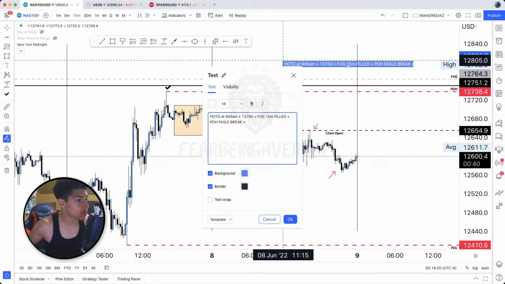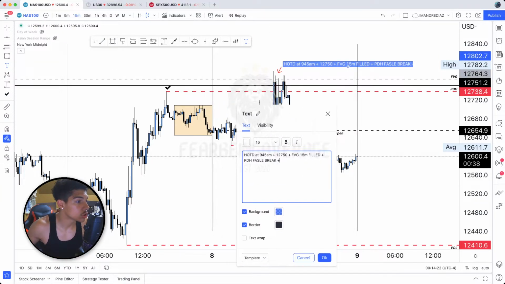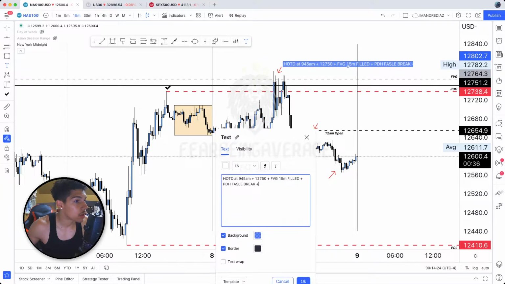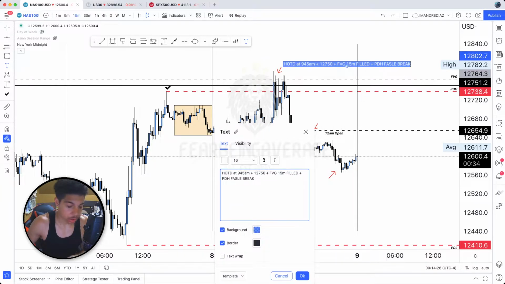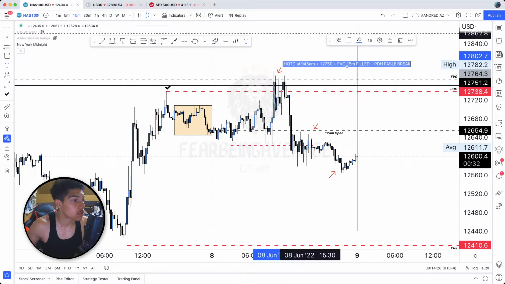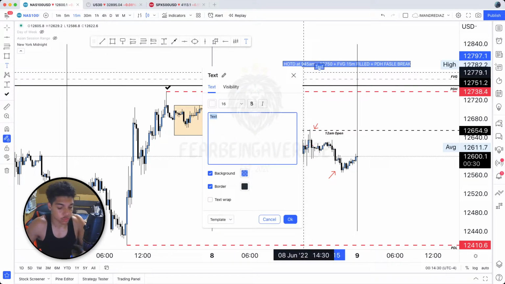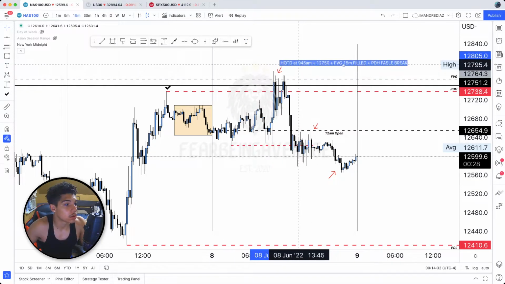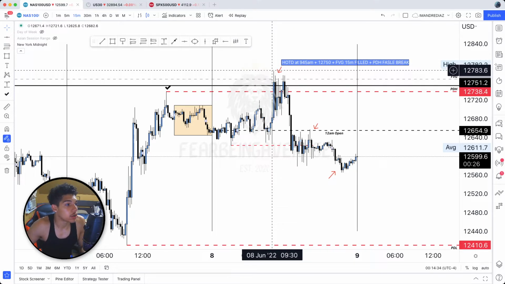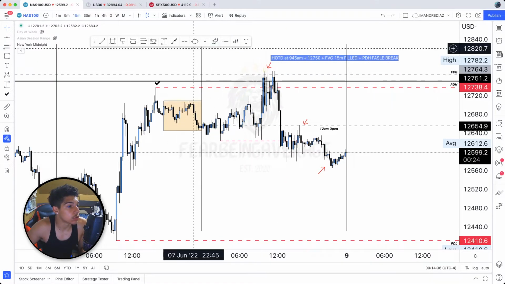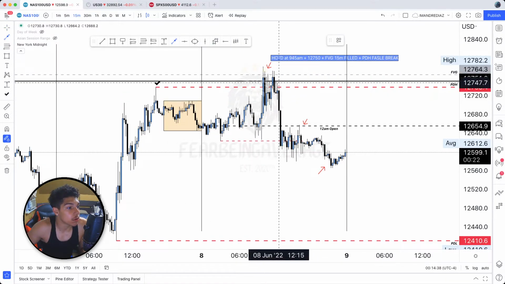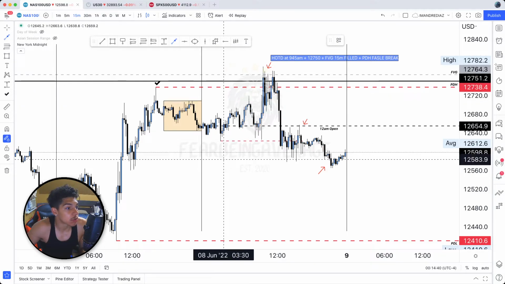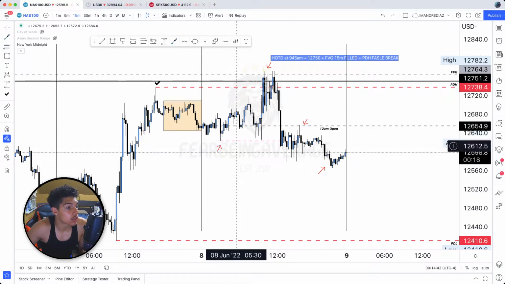Also, what else did we have? The fair value gap got filled, and the high of the day. I think that's all of the confirmations we had for this trade that was happening right here. So from there, what did price do? Price then ran below and had a major drop, targeting the London session low.